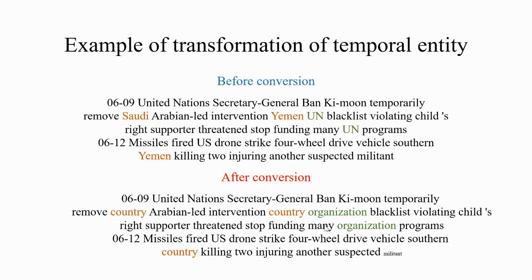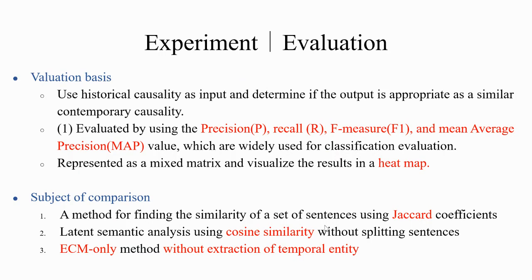Next, this is an example of composition of temporal entities. If you pay attention to the colored text, you can see that the temporal entities have been converted to abstract ones. Next, the experiment. We use historical causality as input and determine if the output is appropriate as a similar contemporary causality.